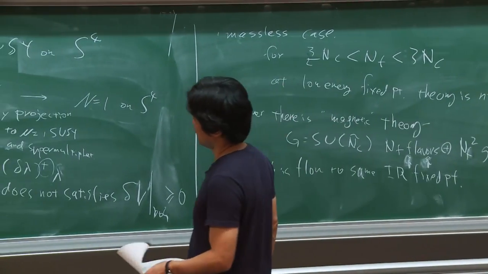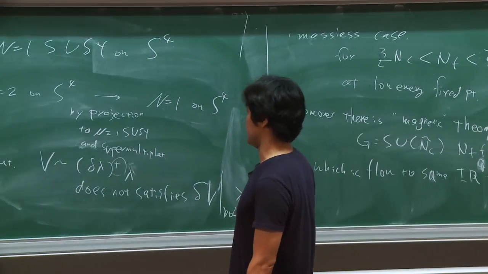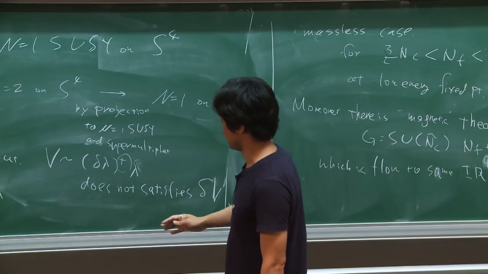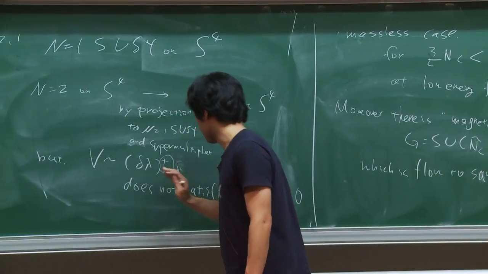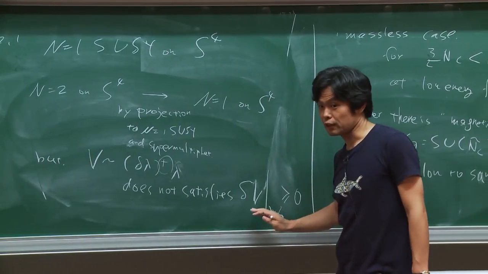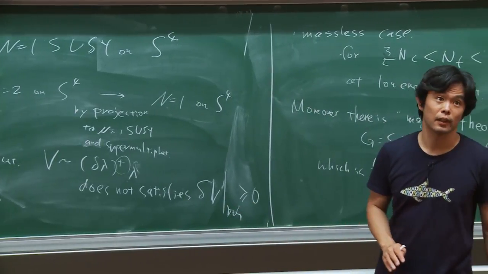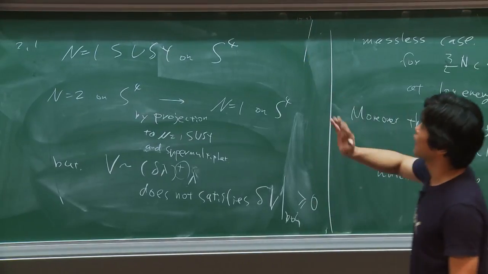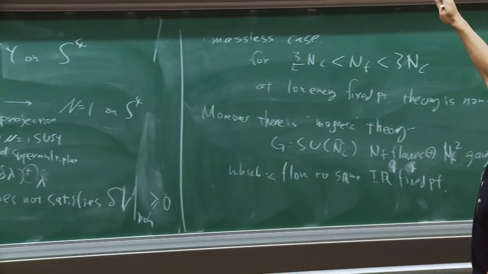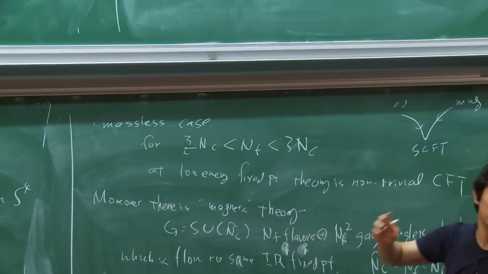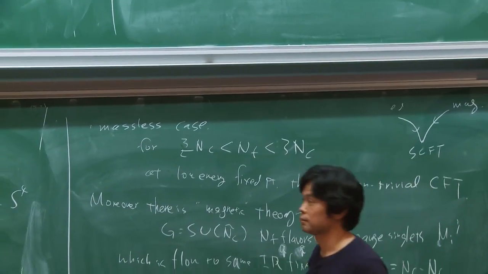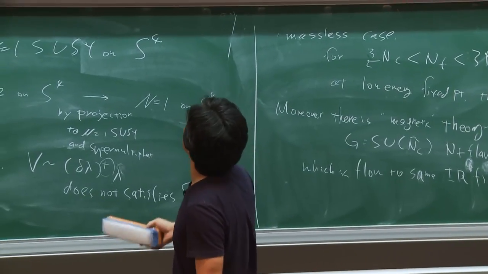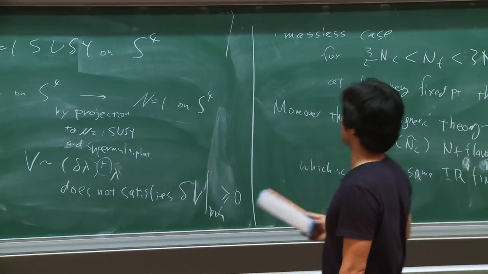But in this case, at least it's not easy to find this delta lambda dagger to satisfy this one. Actually, I don't have such a thing. So in this case, this localization works, but it does not localize to the saddle point. So it's maybe important, but I'm not sure.